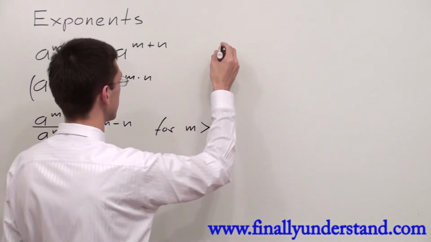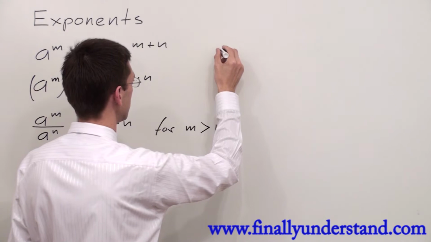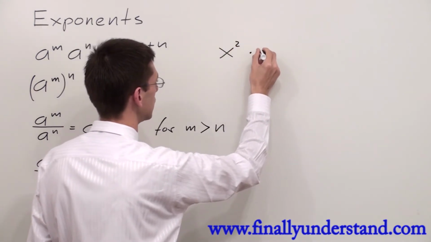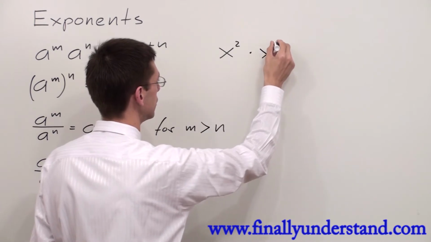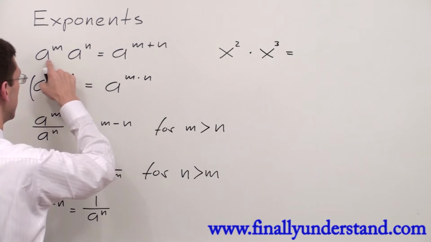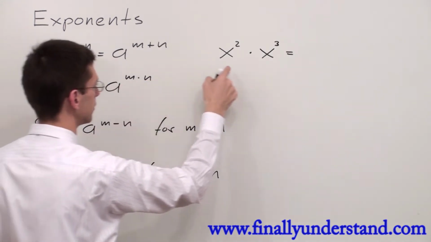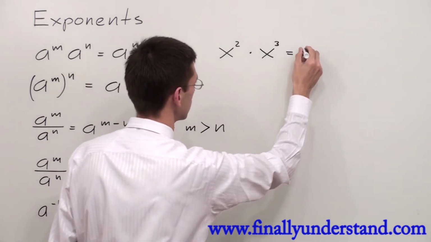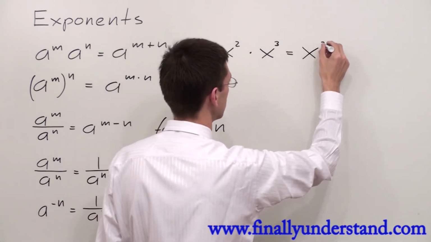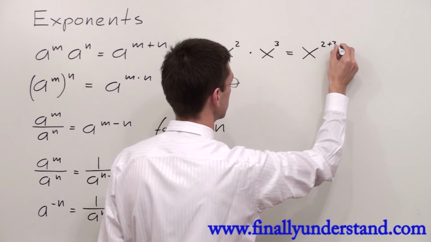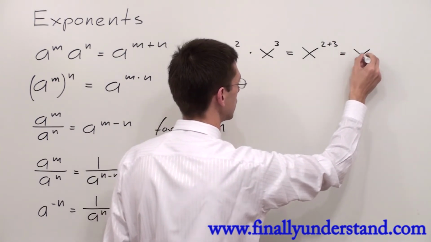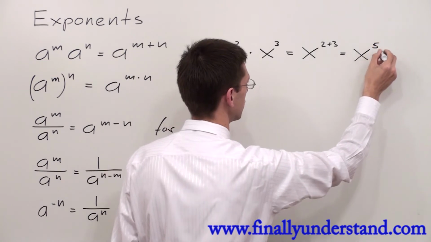For example, I have x to the second power times x to the third power. According to the rule, I have to keep the base. My base is x, and I have to add exponents. 2 plus 3, where 2 plus 3 is equal 5. My answer is x to the fifth power.